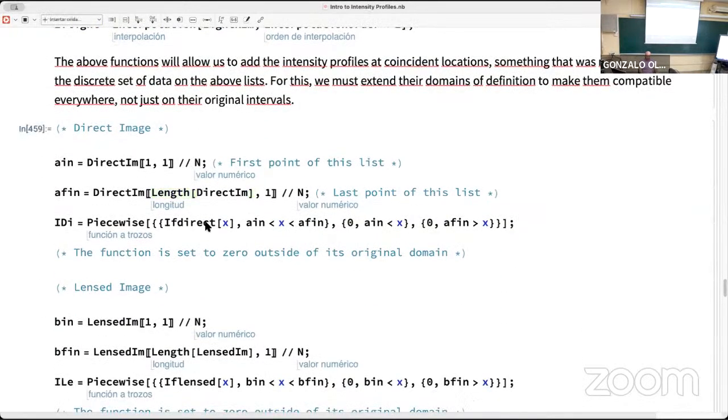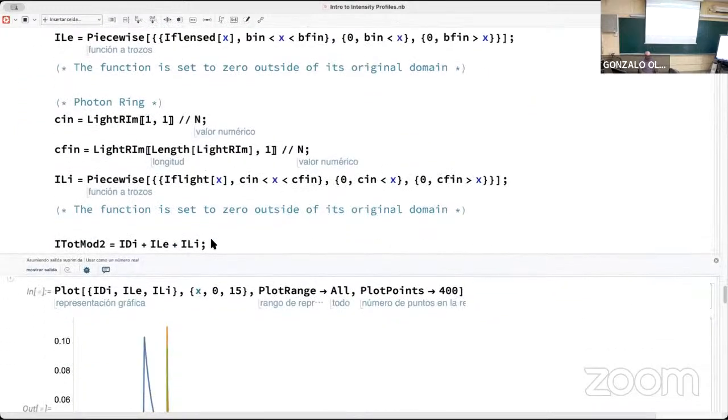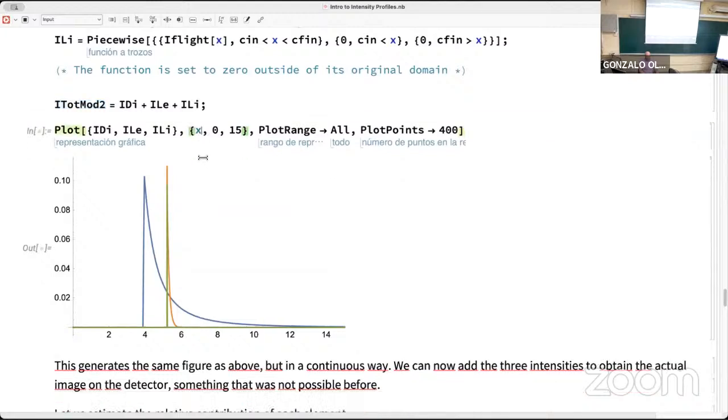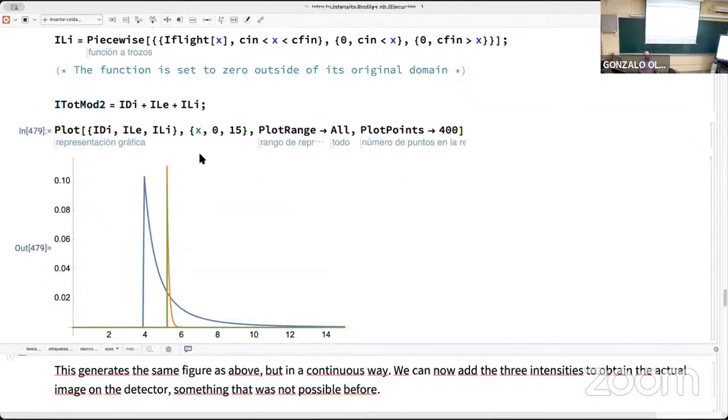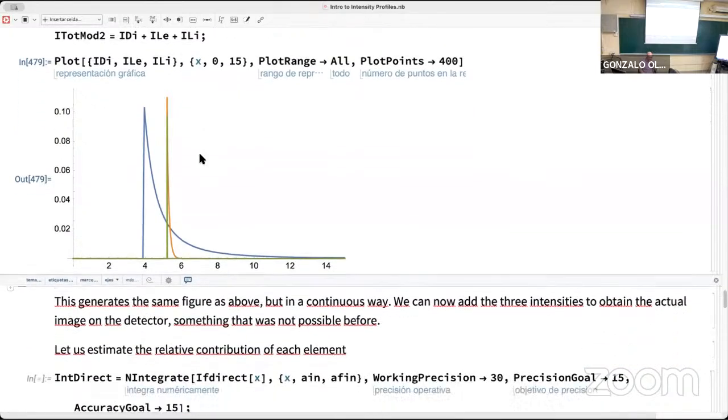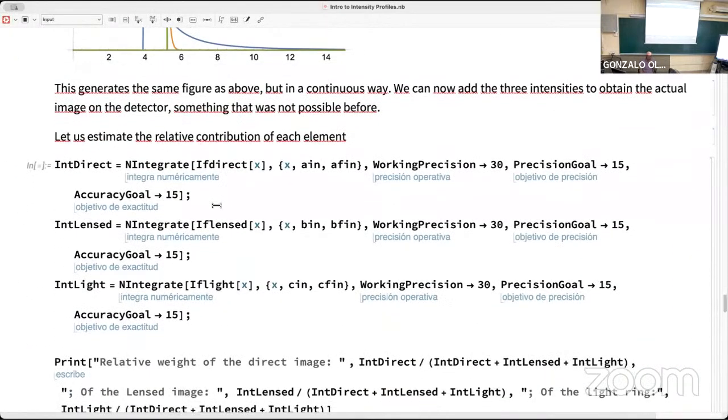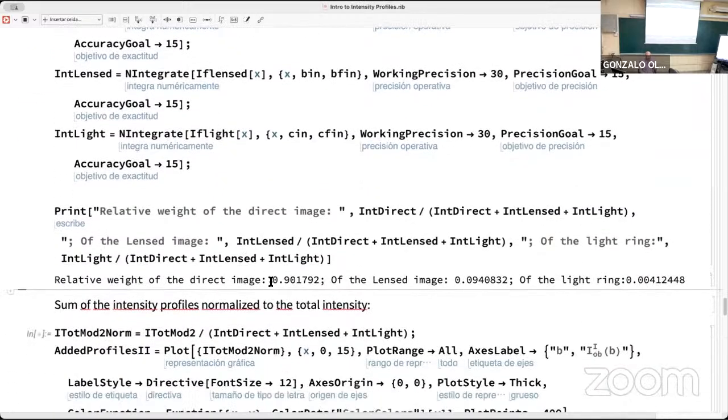Okay, well, we extend the domains of these functions, and now we define the total intensity of model 2. It's like Tesla, model 2 and model 3. Okay, and here we just reproduce the same information as before with the list of data, but now we can compute the integral to estimate the contribution of each sector. Now we can see that the direct image represents 90% of the intensity, the lens image 9.5%, and the photon ring is 2.5 times more than in the previous case.